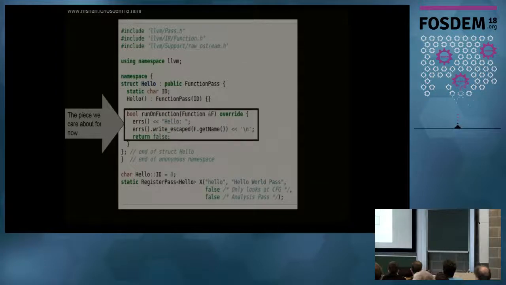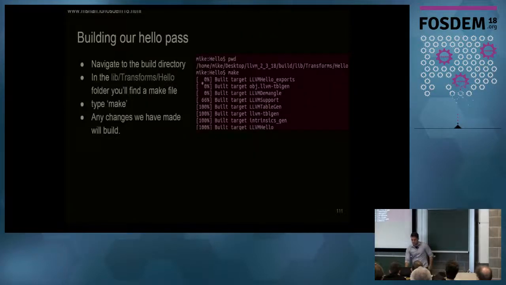It returns a Boolean. It's runOnFunction. It takes a function in as an argument to reference that function. Then it's going to use errs, which is sort of LLVM's cout or printf, a way to safely do that. Hello colon, and then write out f.getName, so the function name. Then it returns false, because it's not making any changes. Okay, we'll look at that again shortly.